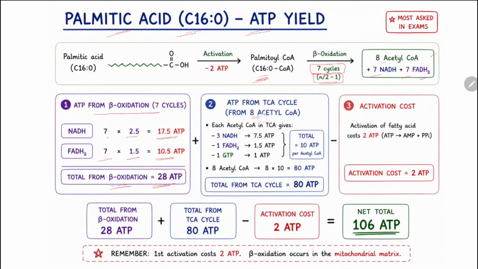These acetyl CoA molecules will again enter the citric acid cycle, and for every citric acid cycle we get a total of 10 ATP. So 8 acetyl CoA molecules into 10 will give 80 ATP. So a total of 80 plus 28 gives us 108, but because 2 ATP are utilized in the activation process, the net total is 106 ATP. This is a very important point to remember, that the first activation step costs 2 ATP. So the total net gain of beta oxidation is 106 ATP and not 108 ATP.